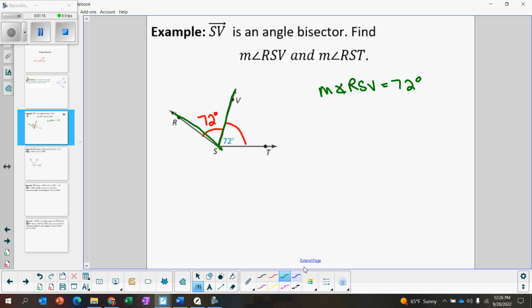And then the second thing they're asking us to find is the measure of angle RST. RST is the whole thing. So if both of them were 72, then 72 plus 72, or 72 times 2, would tell me that the measure of angle RST is 144 degrees.